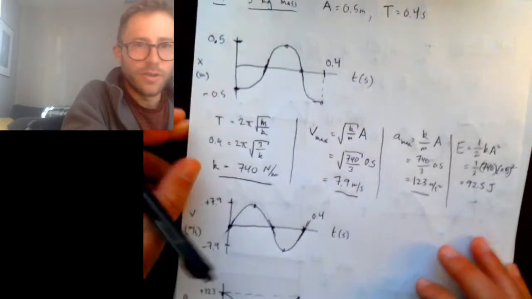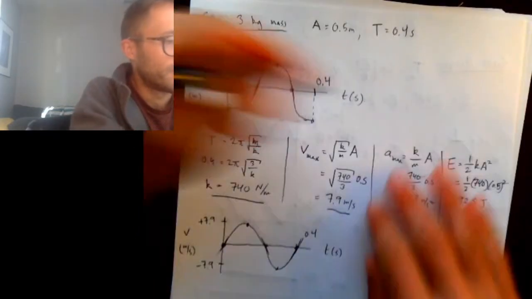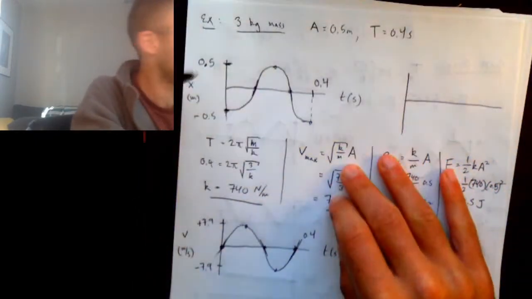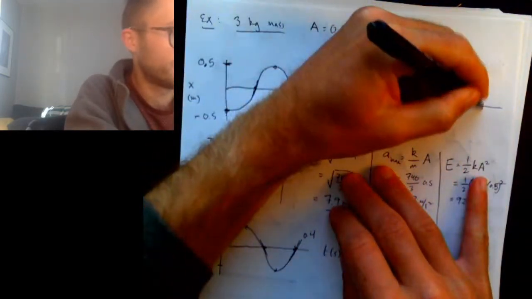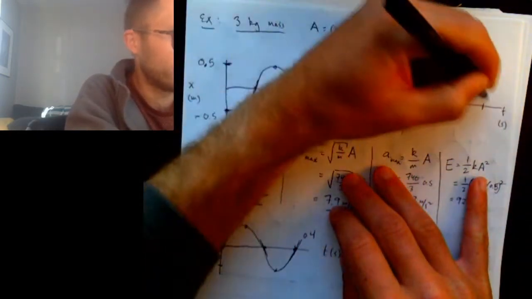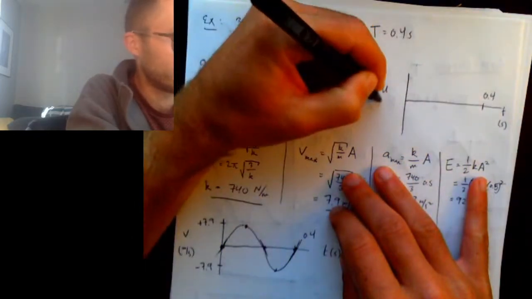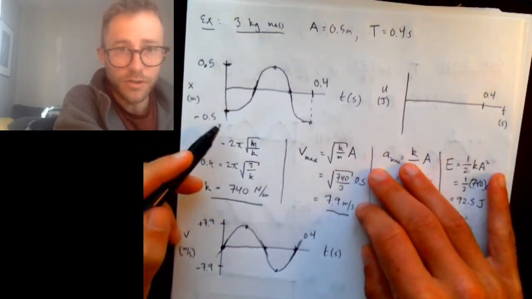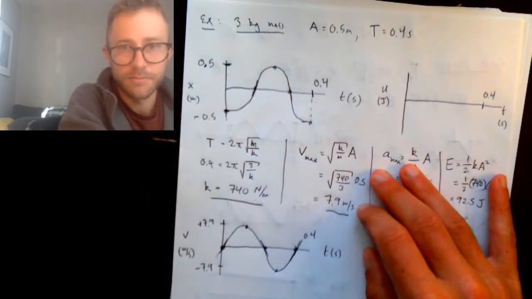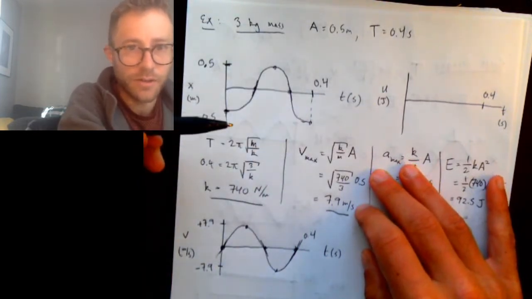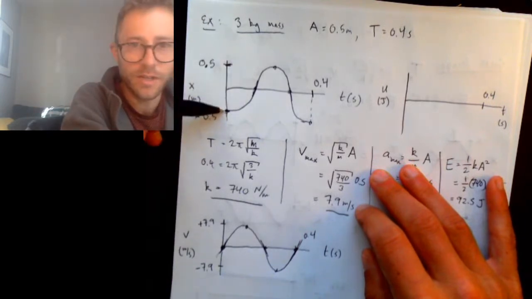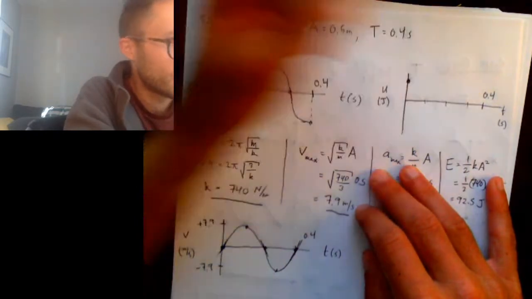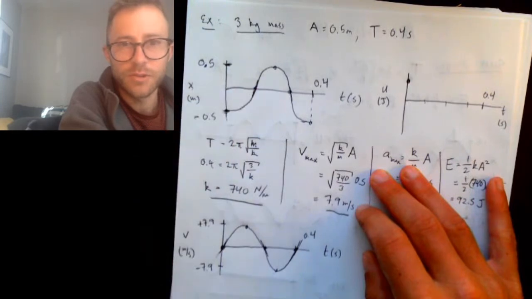Now let's go ahead and do the potential energy versus time. Time in seconds. This will be 0.4. This is potential energy in joules. Okay? So remember, the potential energy, you square the position graph. And squaring has the effect of turning negatives into positives. So here I have a negative squared, which is a positive. Here I have 0 squared, which is 0.